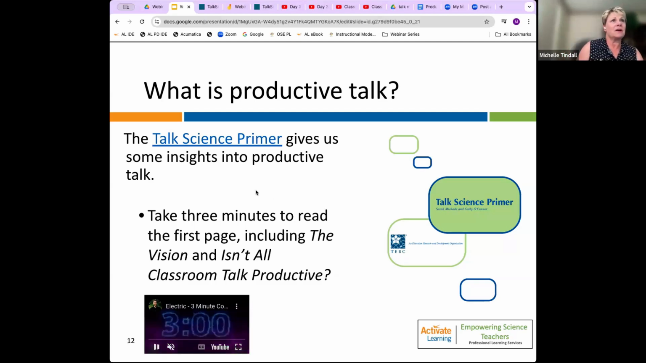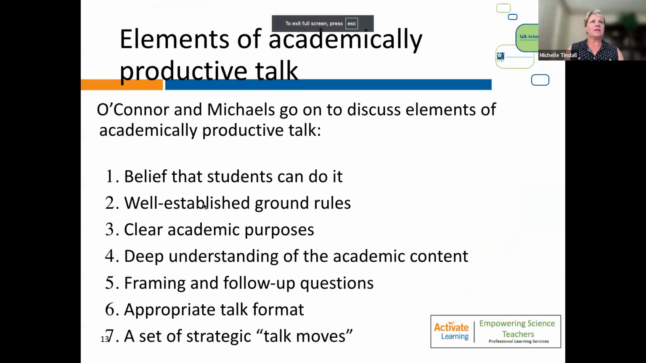So let's cruise on with our content for this evening, taking a look at our elements of academically productive talk. A couple of you mentioned this as we were doing our little chat stream there. Believe your students can do it. If you scaffold the learning and give them investigations and activities where they can put the pieces together, they can absolutely do it.